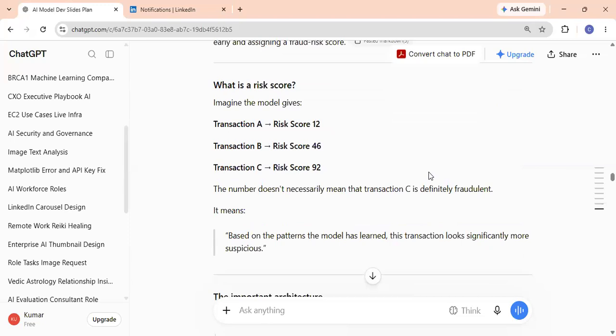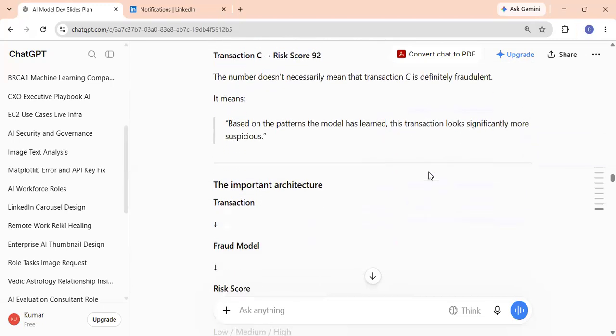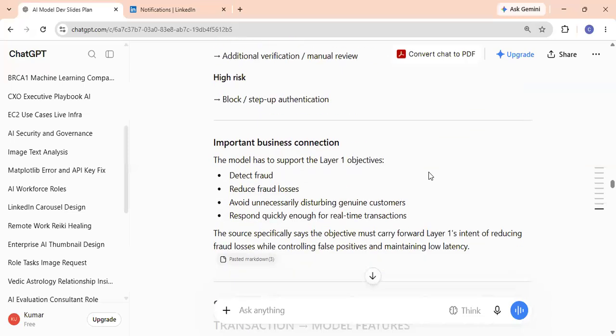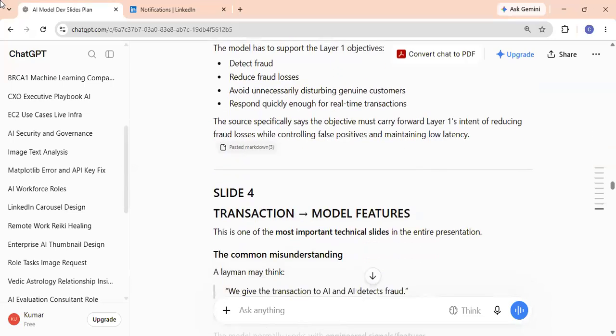Okay. So what we'll do, we'll stop at this slide, at slide 3. We'll continue in the next session, right? You got the clarity, right?